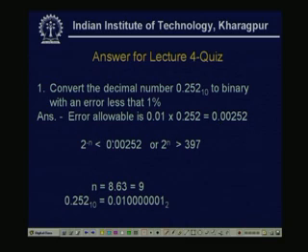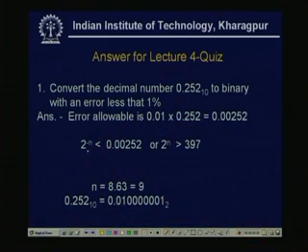Now, the truncation error: when we convert the decimal number to binary, up to what digit will we convert it? If it is up to n bits after the decimal point, then we know the error is 2 to the power minus n. Last lecture we discussed that. So this error should be less than the 1% error, meaning 0.00252.